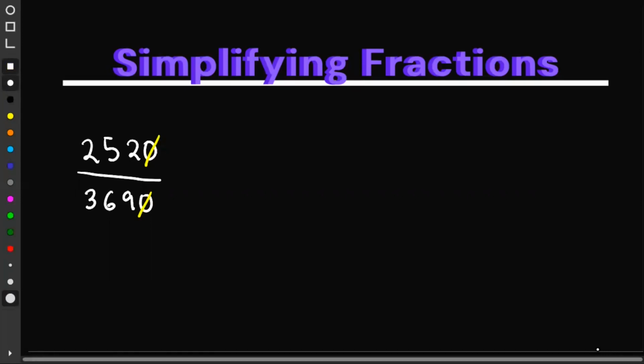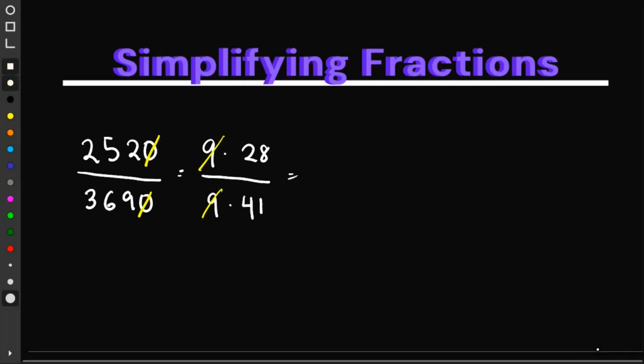Now observe that they are both divisible by 9. Indeed, if we add their digits, we obtain 9 for both numbers. So we can factor out 9. 252 is 9 times 28, all over 369, which is 9 times 41. So we can cancel that out and we would have 28 over 41.